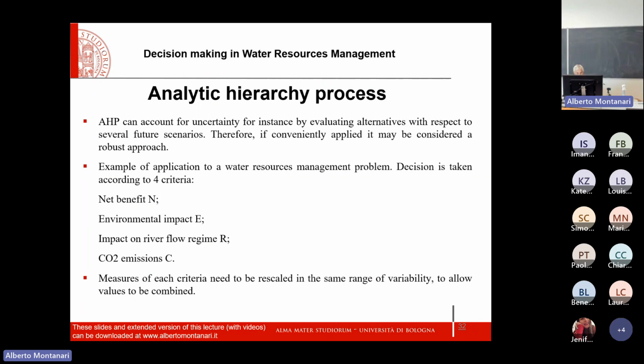So we suppose that the decision on which solution is most appropriate for a given problem is taken in this case according to 4 criteria: net benefit, environmental impact, impact on the river flow regime, and CO2 emissions. So basically what we want is to maximize the net benefit while minimizing the environmental impact, minimizing the impact on river flow regime, and also minimizing the CO2 emissions.